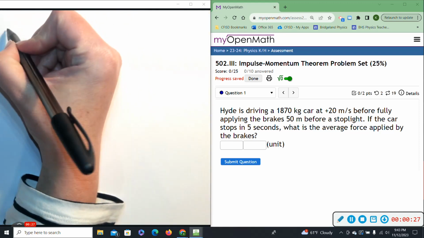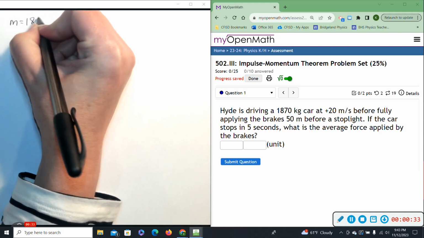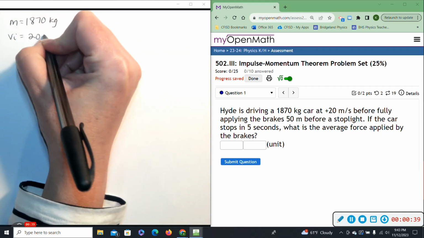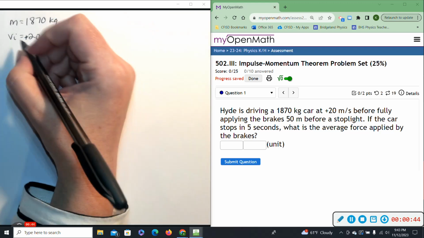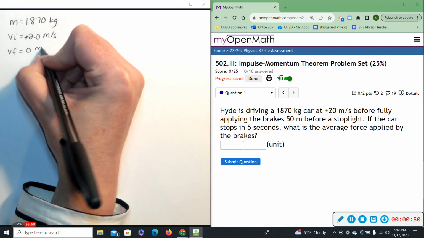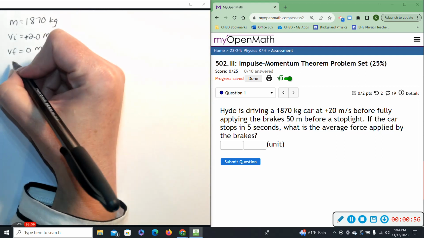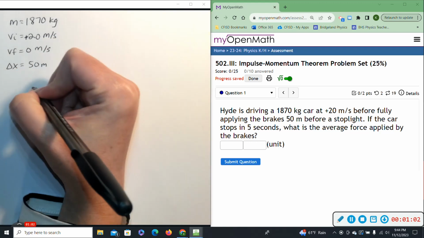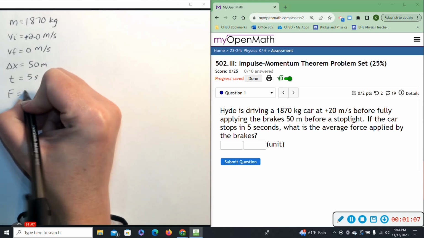So again, we're going to start by labeling the information that we know. We have a mass here of 1,870 kilograms. We have an initial velocity of 20 meters per second, and it does describe that as being in the positive direction or forward. We have a final velocity of 0 because it says fully applying the brakes at a stoplight, so he's coming to a stop. We also know the displacement of the vehicle is 50 meters. We have a time of 5 seconds, and it's asking us for force.